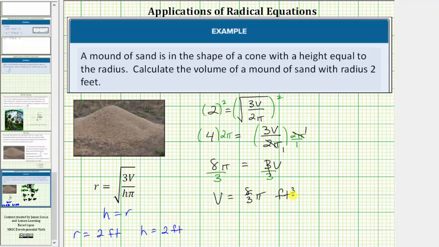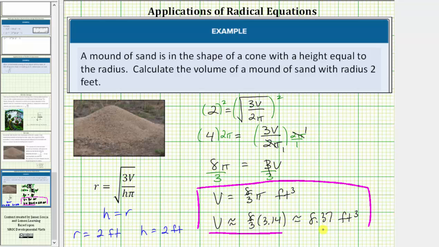But let's also get our decimal approximation. A common approximation for pi is 3.14, so we can also say the volume v is approximately 8/3 times 3.14, which is approximately 8.37, so an approximation for the volume is 8.37 cubic feet. So we have both the exact volume as well as an approximate volume of the cone of sand.